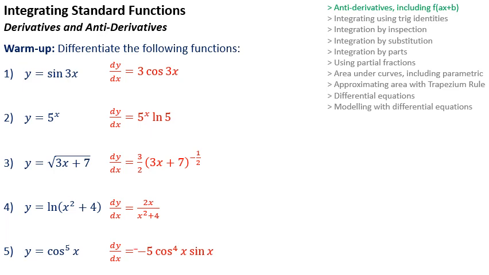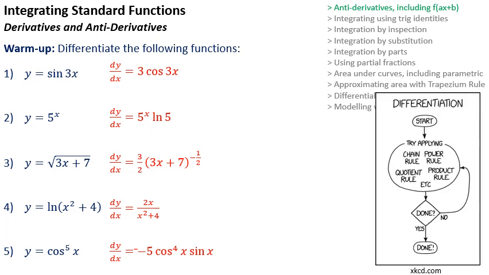which is minus sine x. So we get 5 lots of the something to the power of 4 multiplied by the derivative of the something. So we have 5 cos to the 4x multiplied by minus sine x.